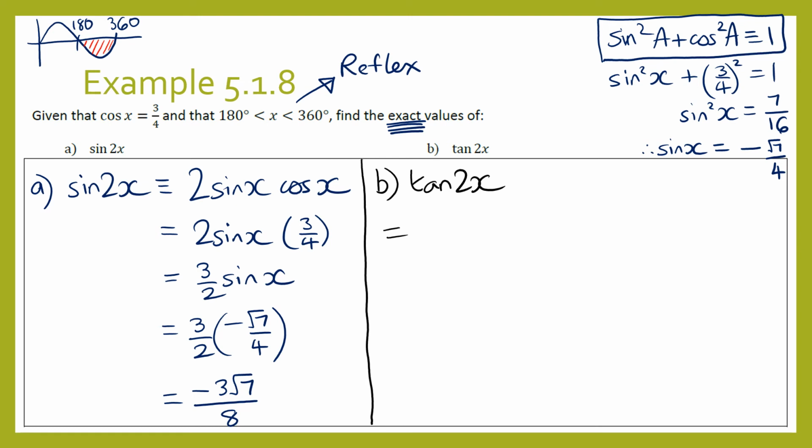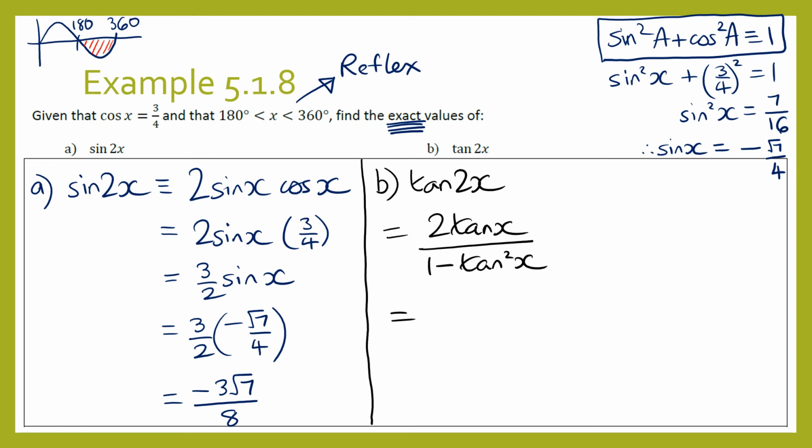If you did it a different way and you didn't use the double angle formula for tan 2x, take this opportunity to challenge yourself. Can you write down the double angle formula from memory? Have a go. Right, hopefully you've got in the numerator 2 tan x, in the denominator 1 minus tan squared x.